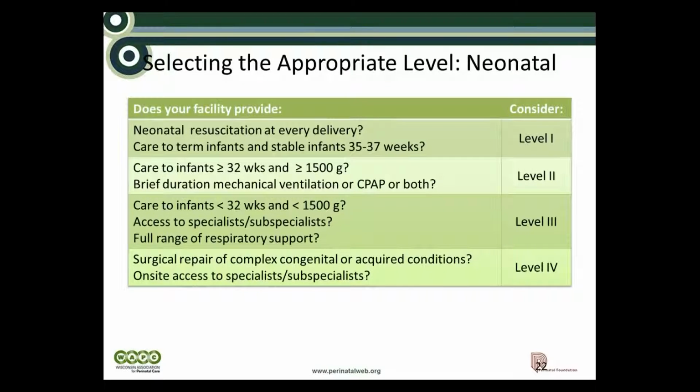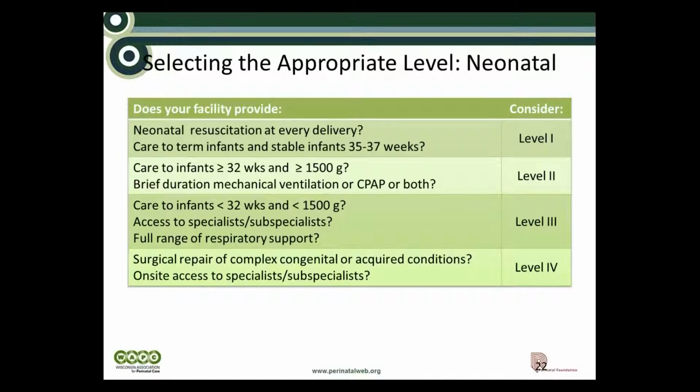Is neonatal resuscitation available at every delivery? Can the facility provide care to term infants and stable infants between 35 to 37 weeks? That's the essence of level 1 neonatal care. If a facility can provide care to infants greater than or equal to 32 weeks and greater than or equal to 1,500 grams, that's the basis for level 2 care.